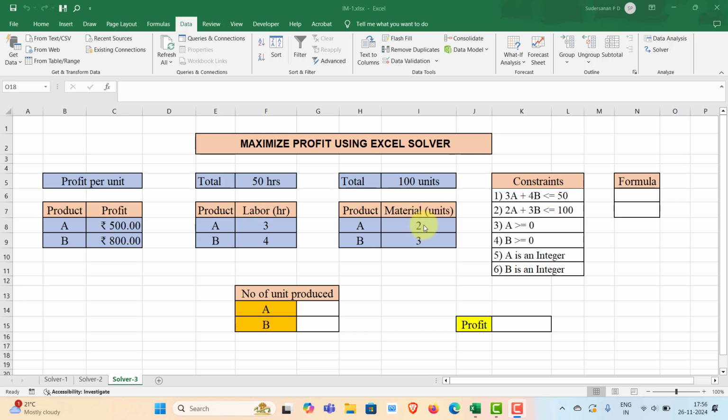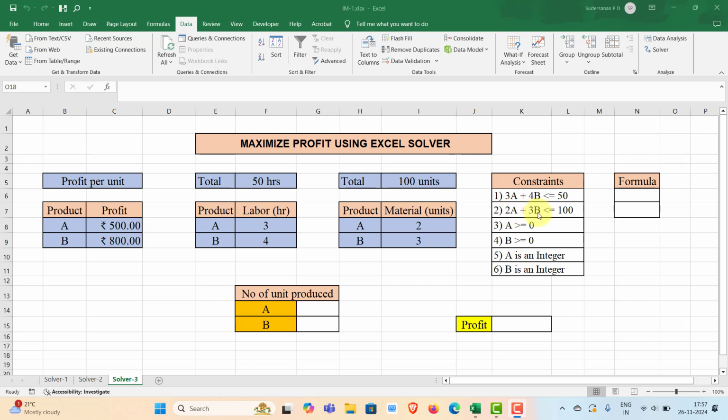We also have another constraint based on the raw material. For producing 1 unit of A, we require 2 units of raw material. If 2 units are produced, 2 into 2, 4 units of raw material are required. So 2 times A is the raw material required for producing A, and 3 times B is the raw material required for B. So 2A plus 3B: if 1 unit of A is produced, 2 into 1, plus 1 unit of B, 3 into 1, you get 5 units. A total of 5 units of raw material is required to produce 1 unit of A and 1 unit of B.